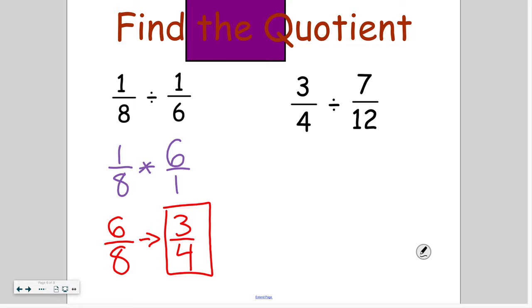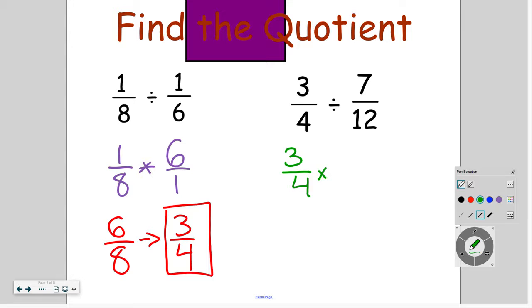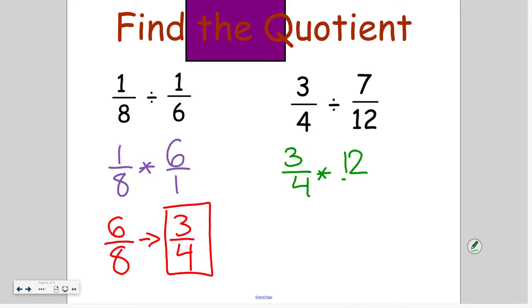Go ahead and pause your video. Try this one on your own. Again, 3 steps that we have to work with. We have keep, change, and then flip. One thing that you could have done with this problem is cross-reduce. So 4 can be divided by 4, and 12 can be divided by 4. You can reduce that to 1 and 3. So now up top we have 3 times 3, which is 9. On the bottom we have 1 times 7, which is 7.